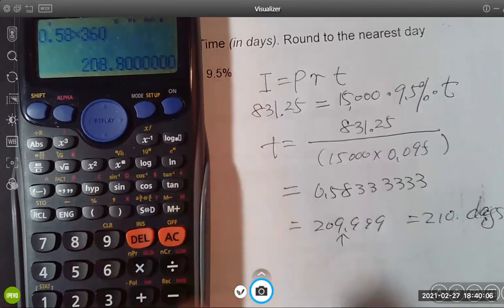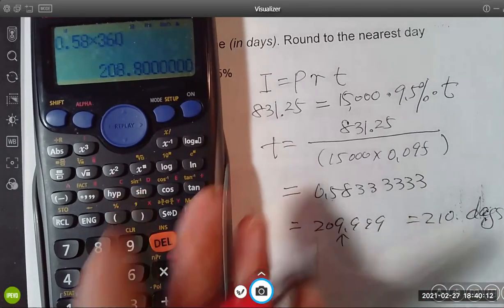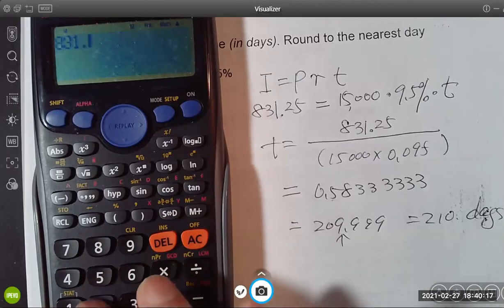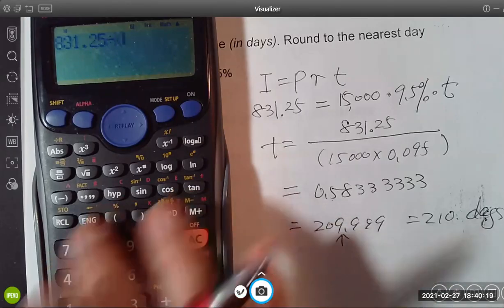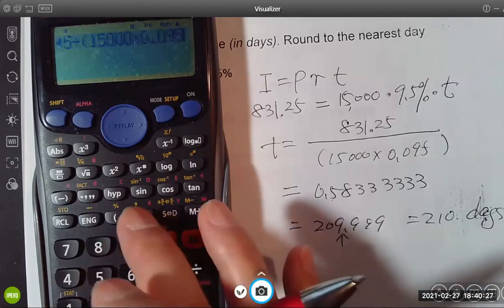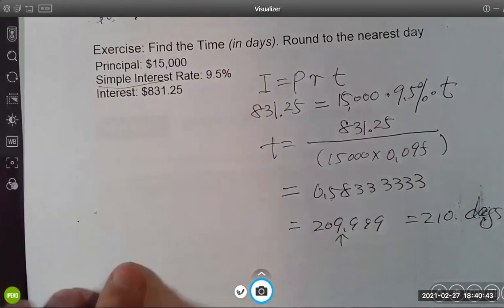Okay, now the best way to do that, actually, we don't even write down this. Now, let me do that quickly one more time. 831.25 divided by parentheses 15,000 times 0.095 close parentheses and equal. After you have this on screen, just times 360 directly. So without any rounding, that's why you get the exact amount. Because there's no rounding. They keep thousands of digits. Okay, move on to the next one.